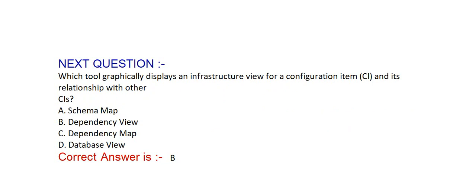Next question is, which tool graphically displays an infrastructure view for a configuration item CI and its relationship with other CIs? Option A, Schema Map. Option B, Dependency View. Option C, Dependency Map. Option D, Database View. Correct answer is option B, Dependency View.